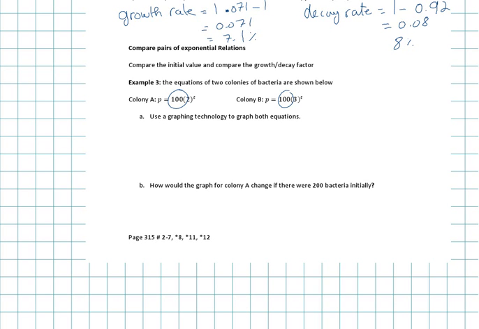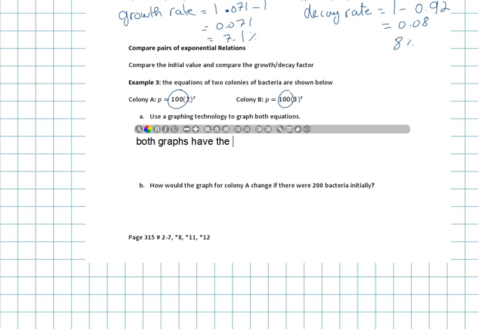So let's type, I'm not gonna bring the graph here, I'm just gonna type what's the similarities and what's the differences between the two. So both graphs have the same y-intercept, or initial value. And colony B grows faster than colony A.